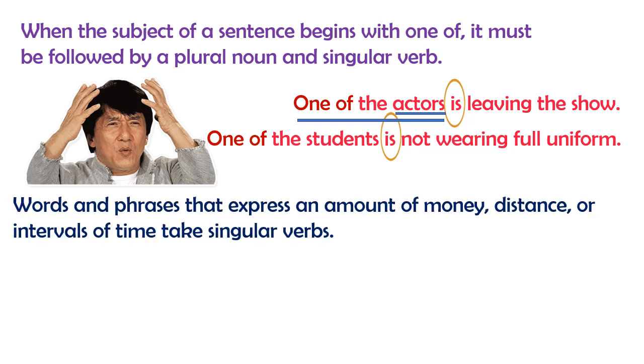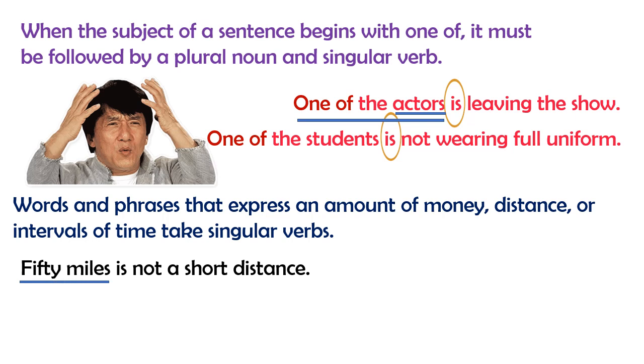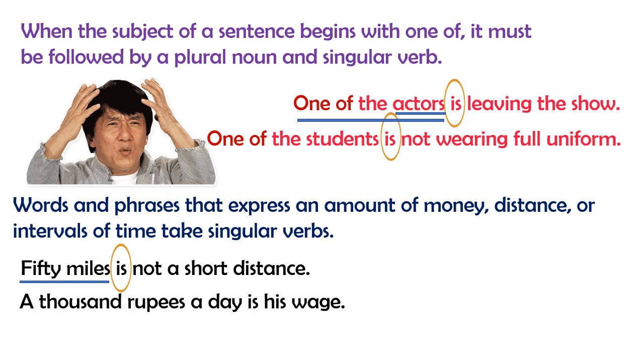Also, words that express money, distance and time always take singular verbs. 50 miles is not a short distance. The subject here, 50 miles, is plural, but it takes a singular verb because the subject expresses distance. 1,000 rupees a day is his wage. The subject 1,000 rupees is plural, but the singular verb should be used because the subject expresses an amount of money.